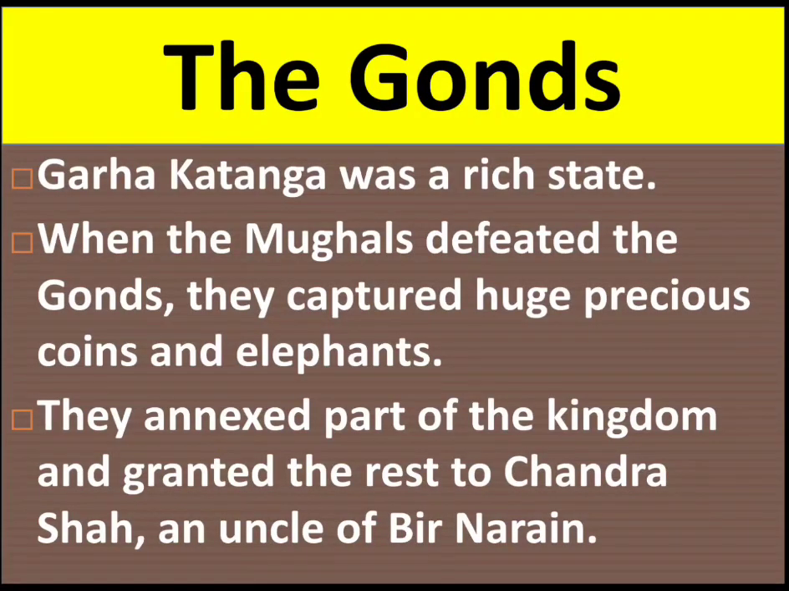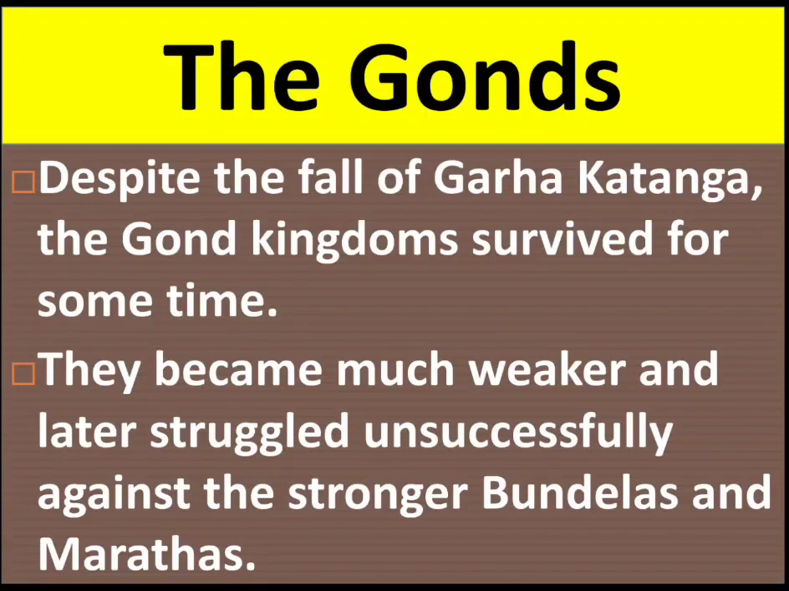Garkatang was a rich state. When the Mughals defeated the Gonds, they captured huge precious coins and elephants. And I think this is exactly what happened whenever any war was fought between two kingdoms or two people. The one who got defeated had to surrender everything they had to the one who won the war. They captured part of the kingdom and granted the rest to Chandra Shah, an uncle of Bir Narain. Despite the fall of Garkatang, the Gond kingdom survived for some time. They became weaker and later struggled unsuccessfully against the stronger Bundelas and Marathas.